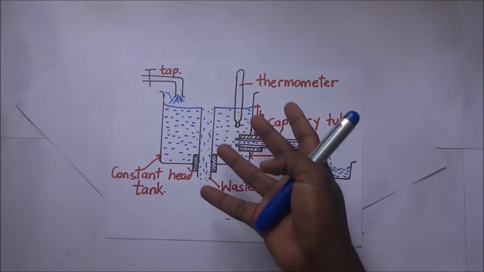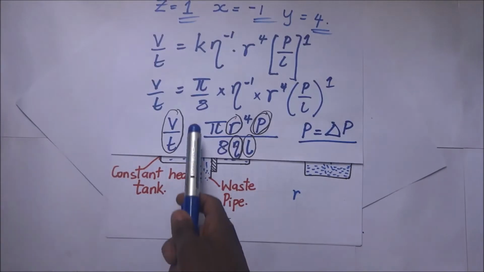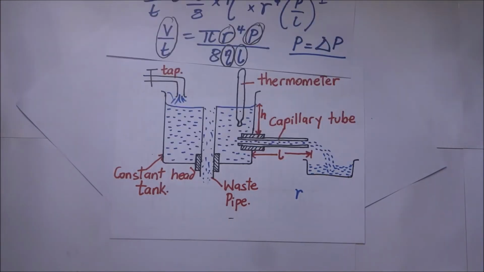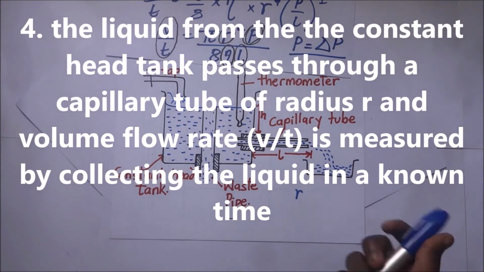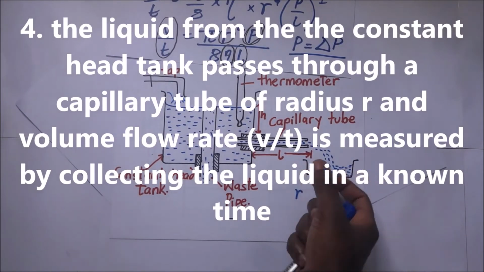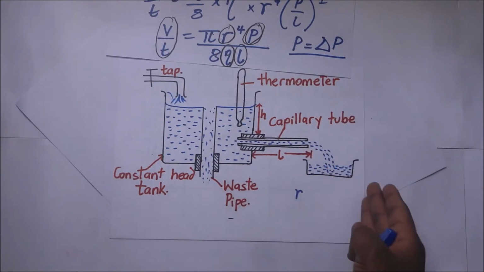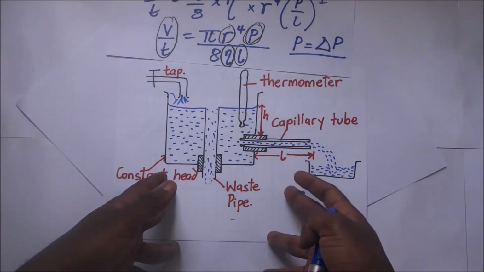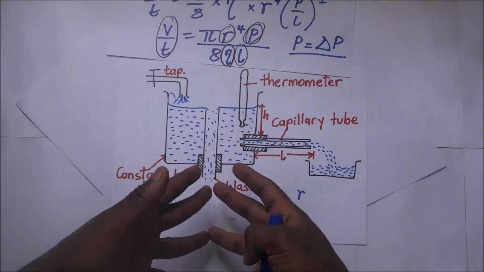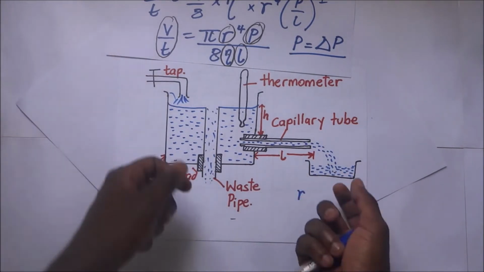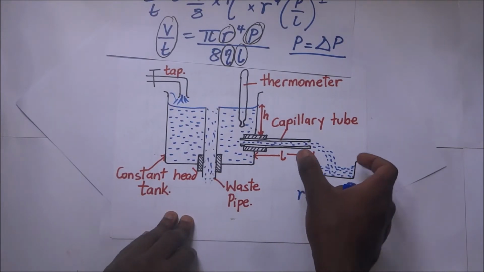So to get started with this experiment, from our equation, we need to get the volume flow rate. The volume flow rate V over T is obtained by collecting this liquid in a known time T. In other words, you collect this liquid, get a stop clock, and measure a specific amount of time. Let's say you let it flow for 1 minute. Then you close the tap, and you get the volume of liquid that has flowed in that 1 minute.